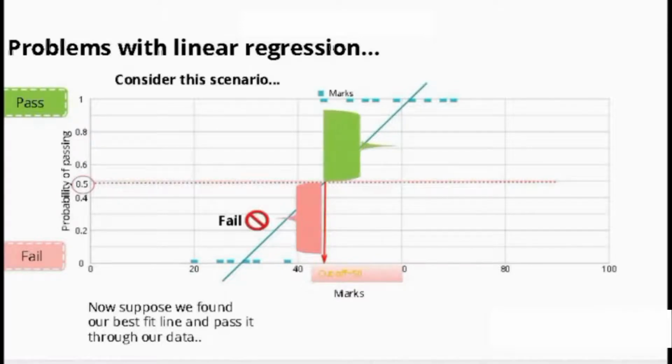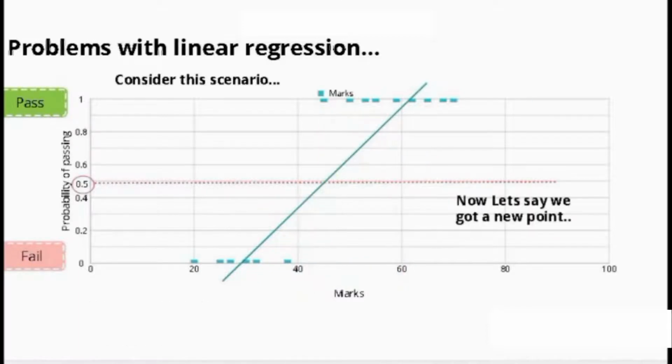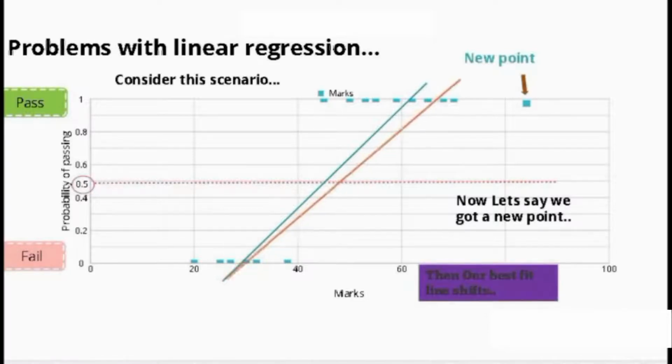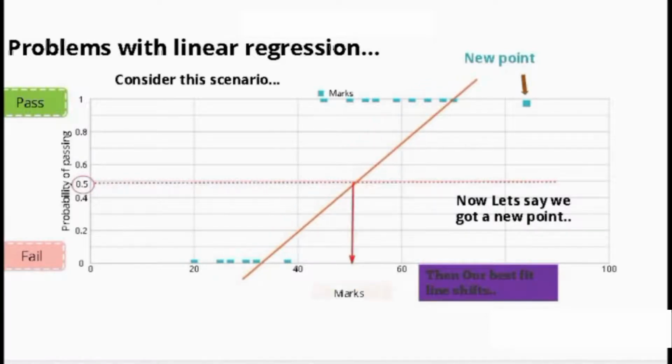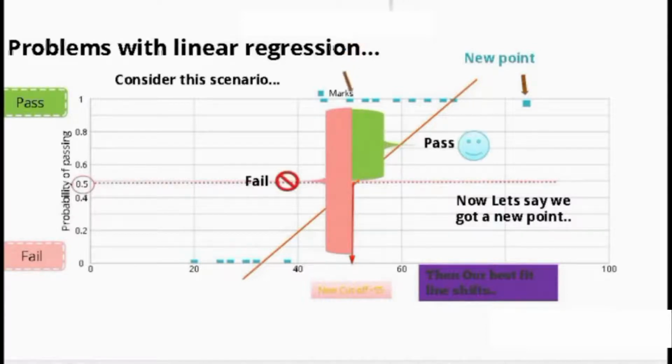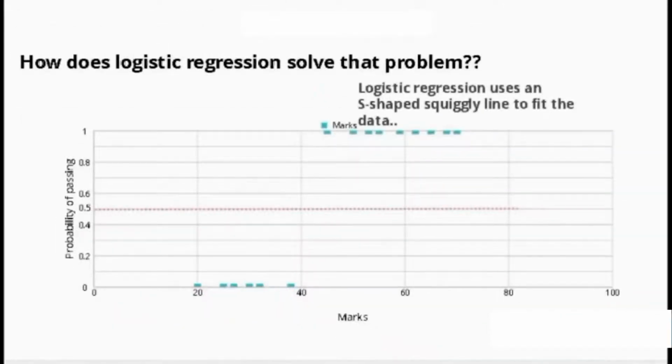Anything below that would be considered failure. Anything above that will be considered pass. All well and good. Now let's say we got a new point over here. Then our best fit line shifts and our new cutoff will come out to be 55 marks. As you can see, these 2 points, which were previously passed, are now in the fail category, just because of an outlier point. Well, how does logistic regression solve this problem?